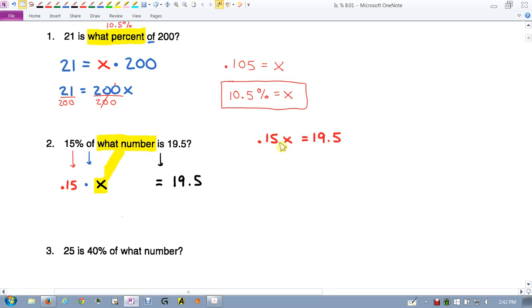And what do I do next? Divide both sides by 0.15. So take 19.5 on your calculator, divide by 0.15, 130. 130 is what it looks like the answer is. So let's just check it to see if it makes sense. 15% of 130 is 19.5.